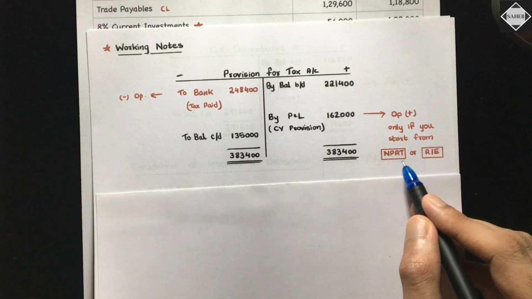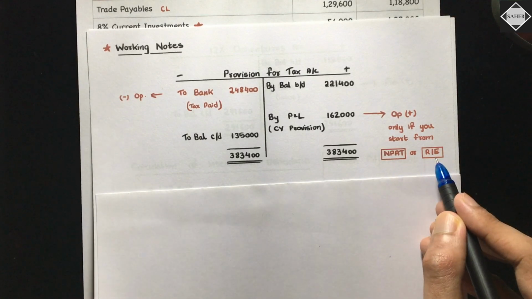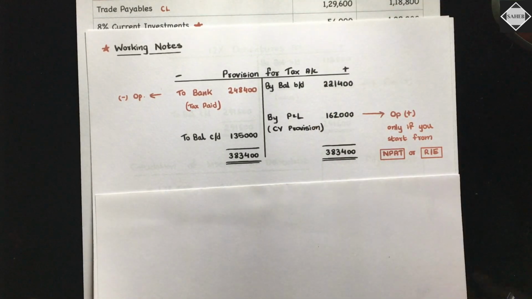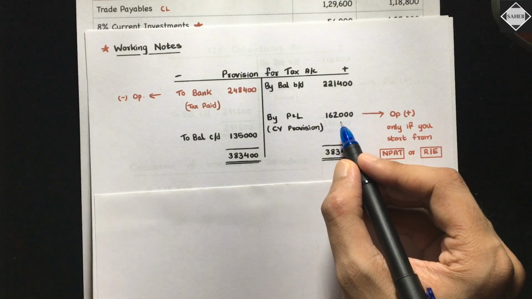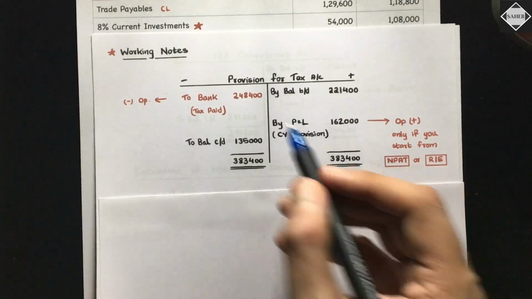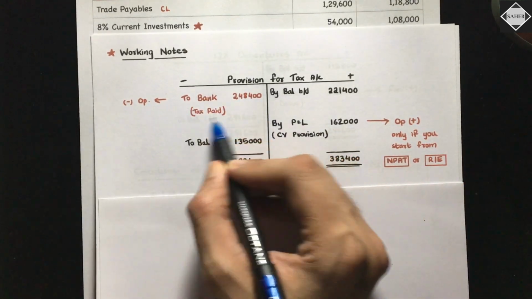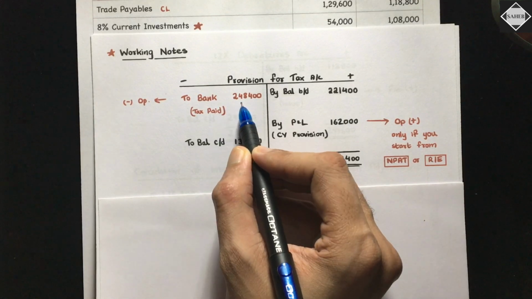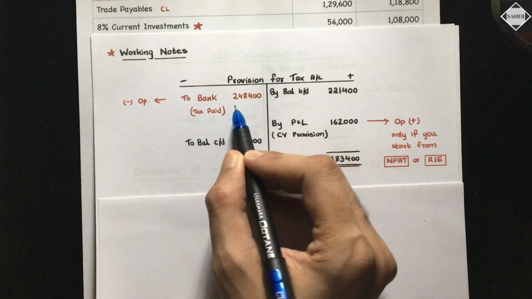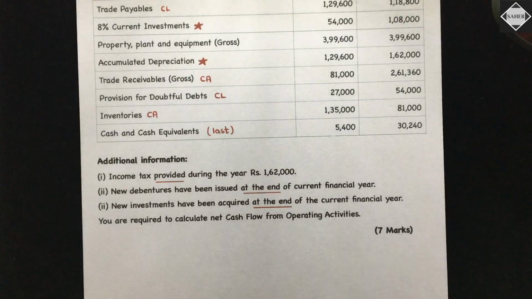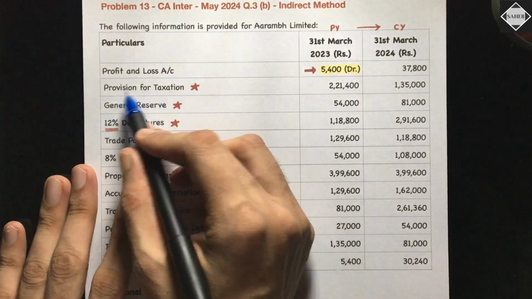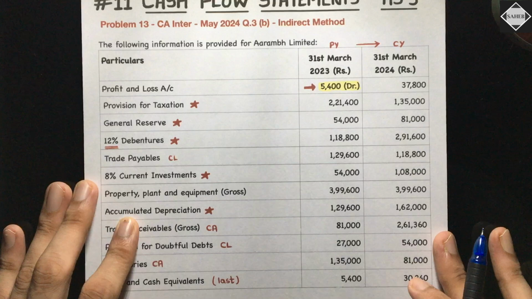If we are starting from net profit after tax or retained earnings. In this question, where are we starting from? From retained earnings. So definitely we will have to add this, right? And then in operating activity at last, we will subtract the tax that we have actually paid, 2,48,400, which is a balancing figure. Is that clear? Simple, yes. So that's provision for tax. Fine. Easy.